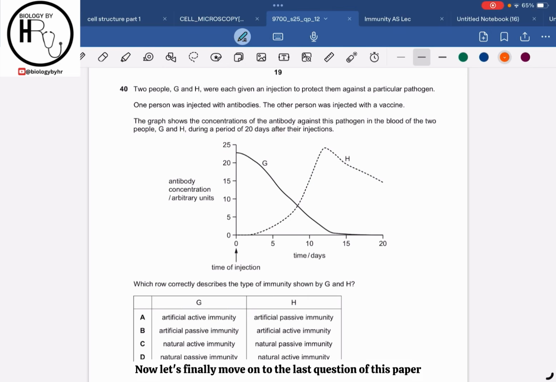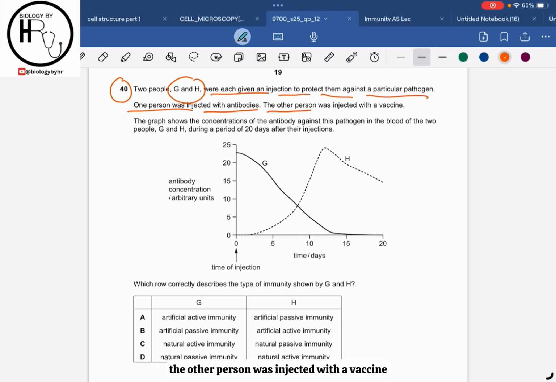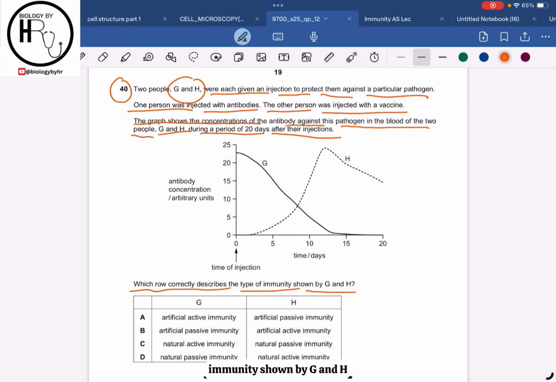Now let's finally move on to the last question of this paper. This question says that two people, G and H, were each given an injection to protect them against a particular pathogen. One person was injected with the antibodies, the other person was injected with a vaccine. The graph shows the concentration of the antibody against this pathogen in the blood of the two people, G and H, during a period of 20 days after the injection. Which row correctly describes the type of immunity shown by G and H?